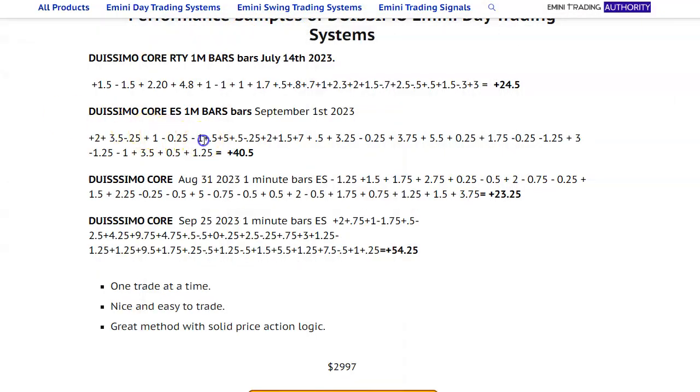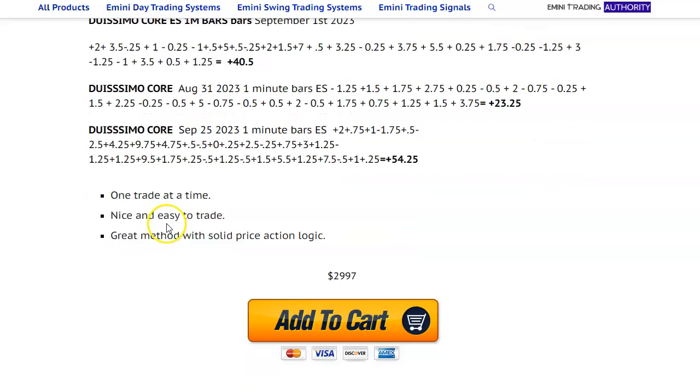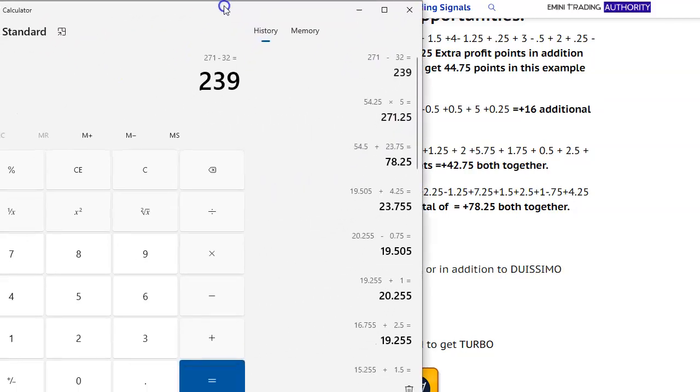But wait, there's more. There's the turbo version, which are additional trades that you could trade on top of the core. And so what does that mean? That means you can add these extra profit points to what you got from DUISSIMO Core, and you can trade both at the same time. So you can see we've been combining both points for DUISSIMO Core and DUISSIMO Turbo, and this day we have 78 points, okay, both together. That's crazy good, okay? That's crazy good on S&P E-mini.